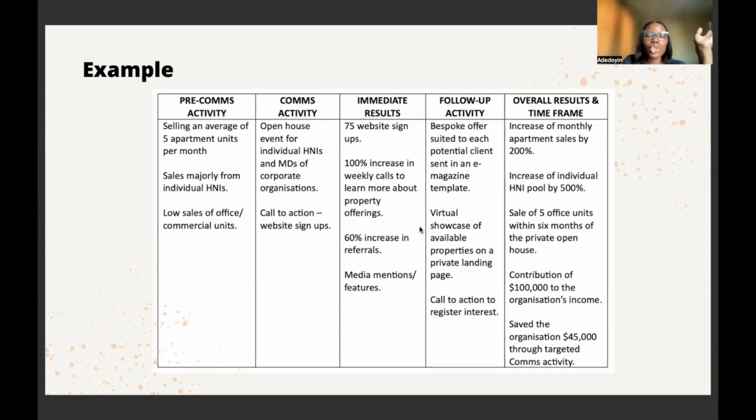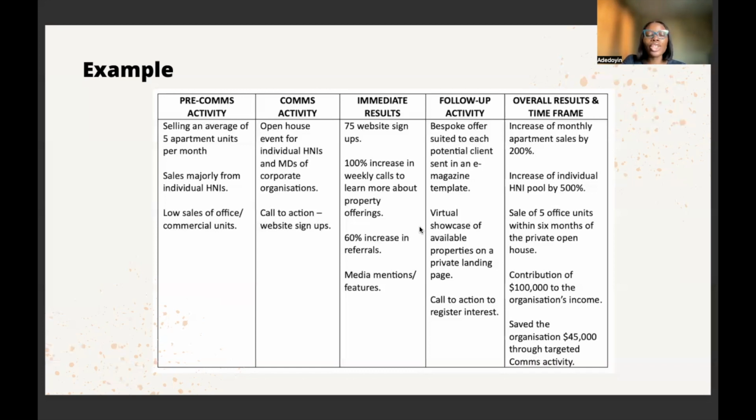So you've done your strategy and all of that, and the communications activity you've done here is to have the open house event for individual HNIs and the MDs of corporate organizations. So maybe previously the focus was really on cold calling or just targeting HNIs, but you're like, let's invite the MDs as well of the corporate organization so they can see our offering.